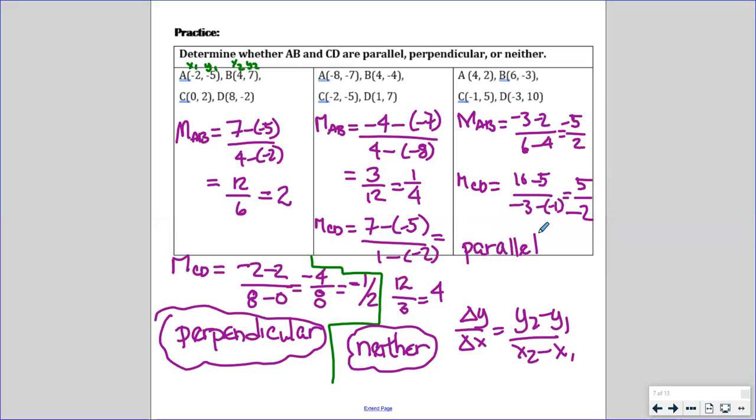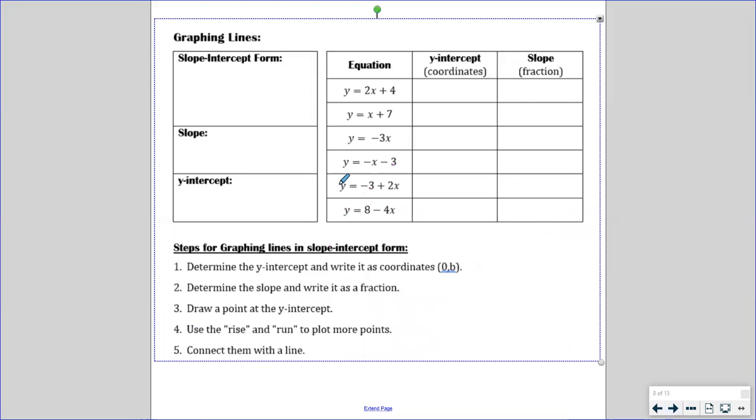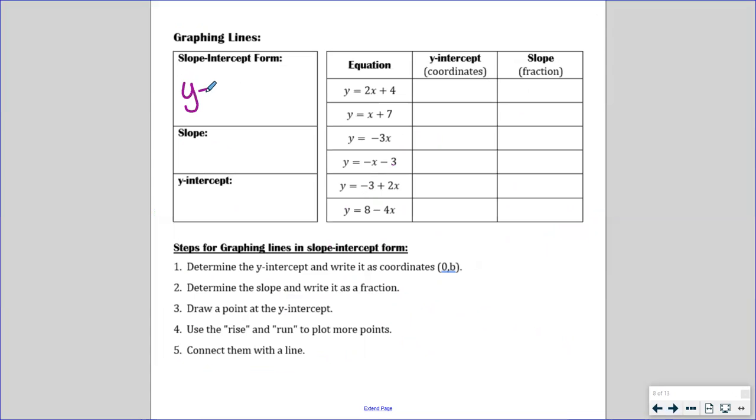All right, so that's how you determine whether two lines are parallel, perpendicular, or neither. All right, let's move on to the next one. Graphing lines, and we're dealing with the slope-intercept form. With the slope-intercept form, we know that it's y equals mx plus b, where m is the slope and the y-intercept is b. B tells you where you begin, where you plot your point, and the slope gives you the direction from that point you plot.